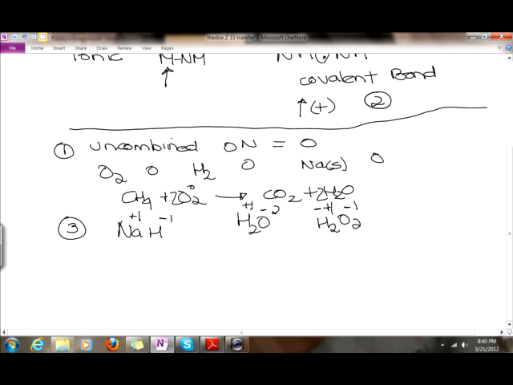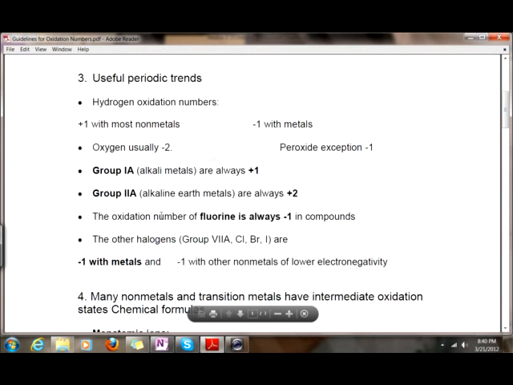So let's get to more trends. Another one that also helps is group 1A, group 2A, and aluminum. When you're naming compounds they call them type 1: metals which have one single charge. It means that group 1A always has +1, group 2A always has +2, and aluminum always has +3.